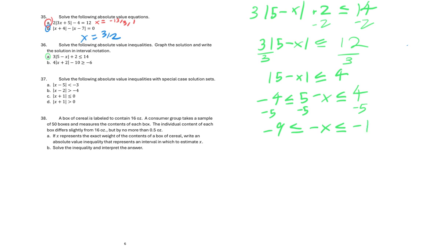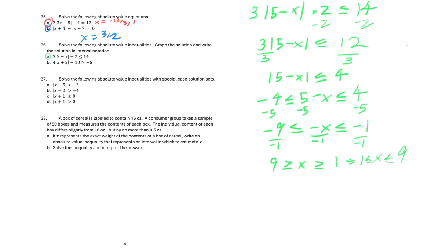So we're going to have negative 9 less than or equal to negative x, which is less than or equal to negative 1. So now we want to know what x is, so we're going to divide by a negative 1. And since we're dividing by a negative, our inequality signs are going to flip. So we're going to have 9 is greater than or equal to x, which is greater than or equal to 1. So rewriting this in the typical way, we have 1 less than or equal to x, which is less than or equal to 9.